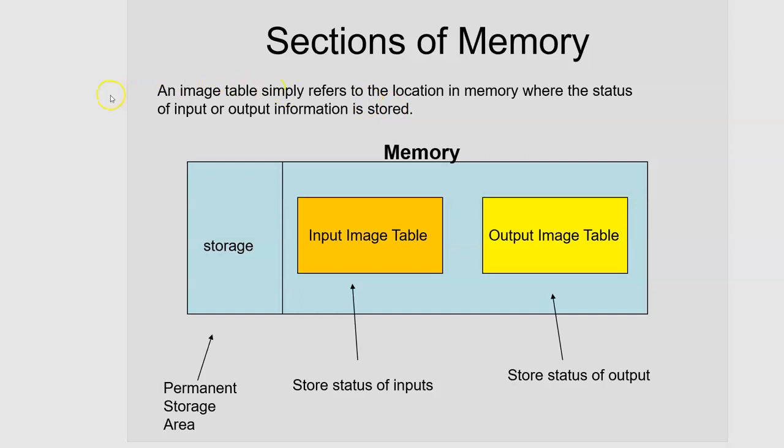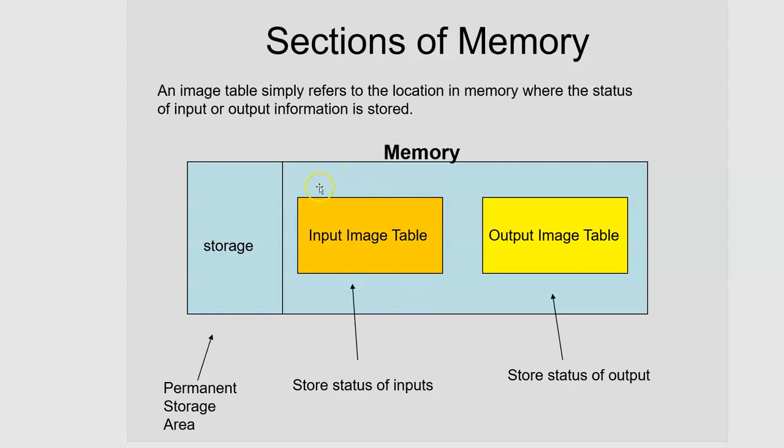So I want you to think of memory as these three sections. You have permanent storage, you have the input image table, and you have the output image table. We actually talked about these a couple days ago, in the live stream, or it might have been the last video. But anyway, I showed a document, and that document had two tables on it. One was called the input image table, and the other was called the output image table. And it had this weird numbering system that we'll talk about at a later date.